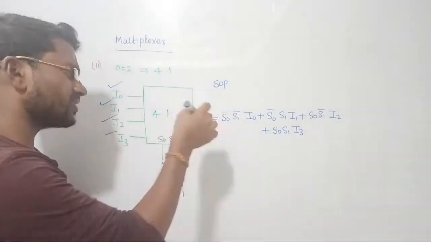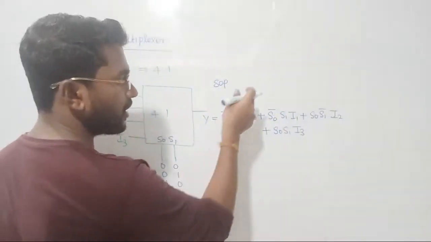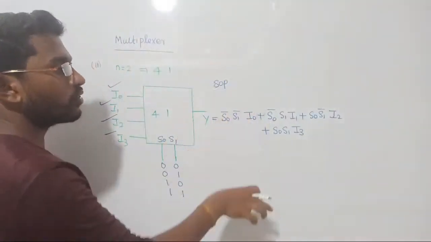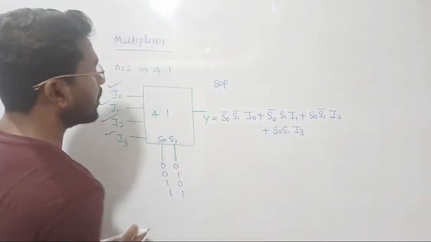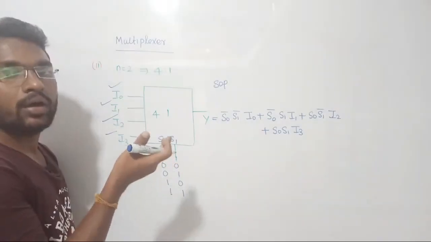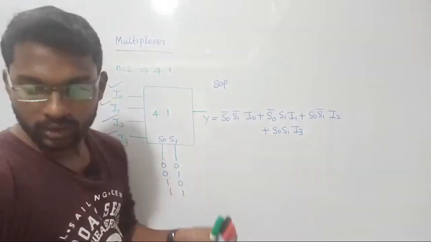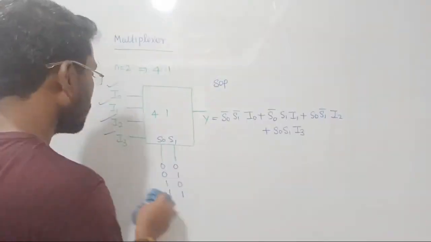Now if you want to realize these things in terms of logic gates, you can do it. I don't want to waste my time. You please do it by yourself, because I already taught how to draw those things. Okay, fine. So this is the output of the 4 cross 1 mux. In the same way you can also realize what? 8 cross 1 mux, right? So let us see. Let me remove this one.